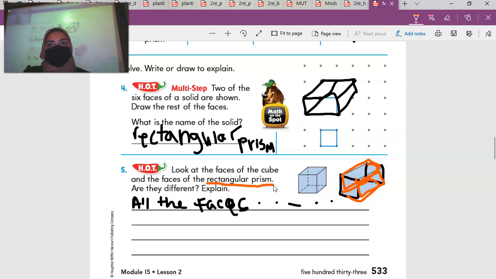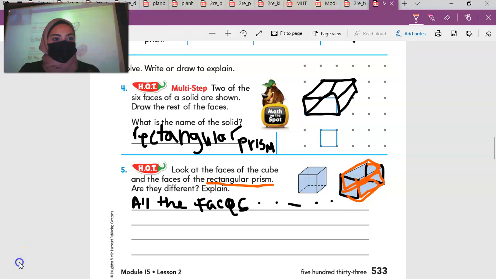The rectangular prism has 2 square faces. And 4 rectangular faces. That's it, period. Okay, I'm going to give you some time to write that down.